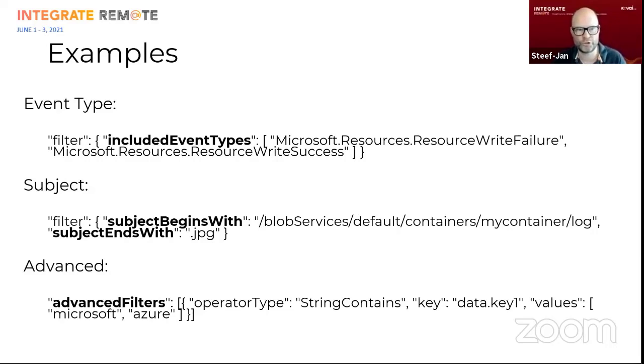It can also be more what's called a subject filter. And with that, you can, for instance, with the blob created, look inside a storage account at the specific container, and then, for instance, also look at a specific file. It could be a JPEG.